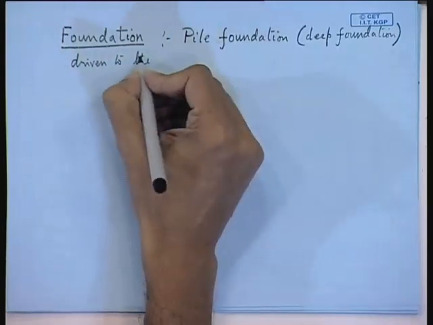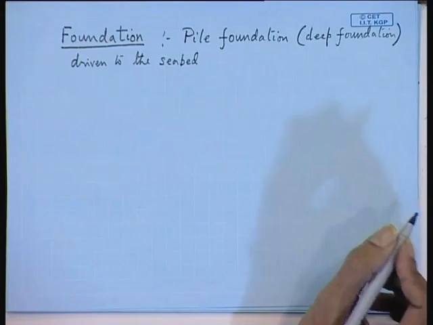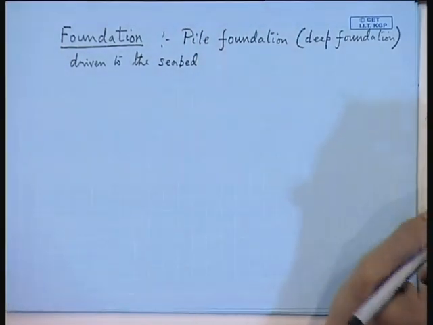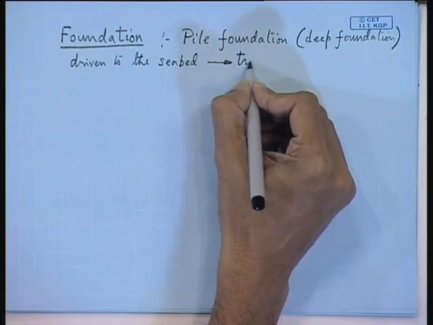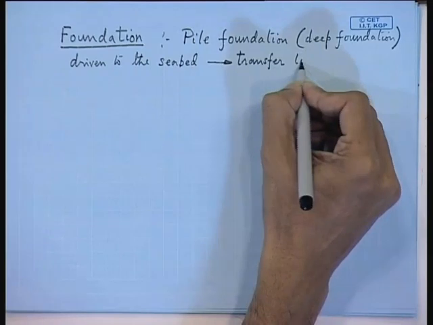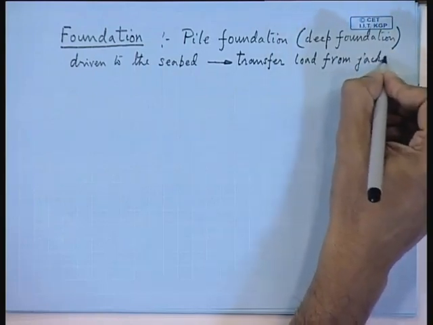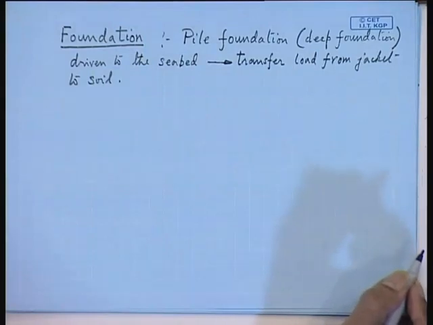Now, what are the functions of these piles? These huge piles, the main column piles, diameter can be more than 1 meter. So, about 500 millimeters to 1 meter is the pile size. Pile thickness can be as large as 25 millimeters. So, what is the function of the pile foundation? The main function is to transfer load, coming from the jacket to the soil. So, that is the main function of the pile.